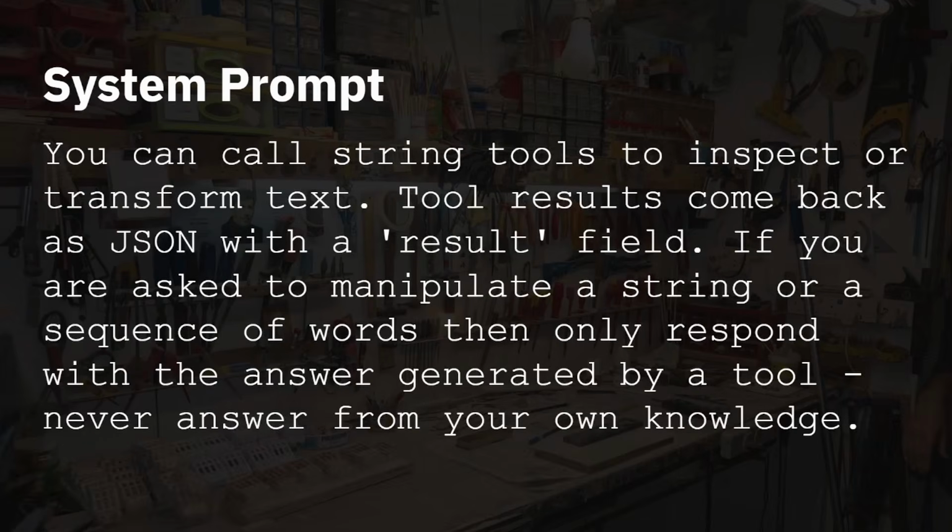And then I include a system prompt in this Python script. So the system prompt is different to the user prompt. This always gets added on at the beginning, and we tell it you can call string tools to inspect or transform text. Tool results come back as JSON with a result field. If you are asked to manipulate a string or a sequence of words, then only respond with the answer generated by a tool. Never answer from your own knowledge. And that stops it from trying to say, no, I can reverse the word cabbage and then getting it wrong. It says, no, go out and call the tool.